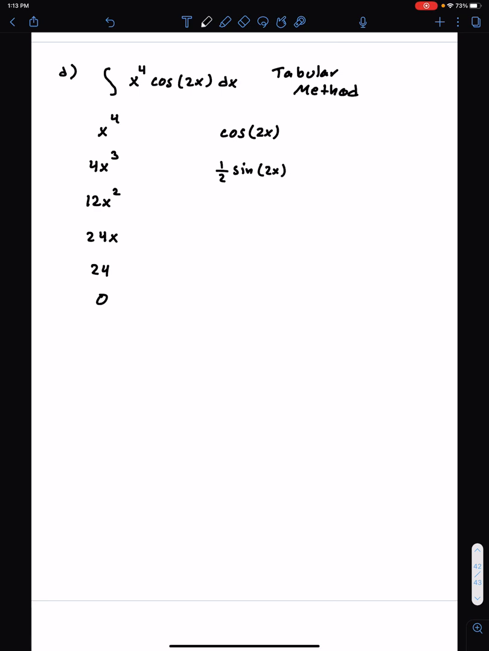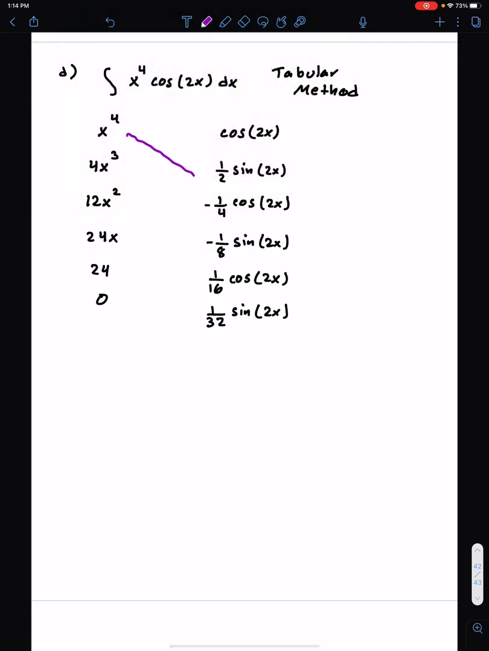If I integrate the column on the right: one half sine of 2x, negative 1/4 cosine 2x, negative 1/8 sine 2x, 1/16 cosine 2x, and then 1/32 sine 2x. Then you multiply diagonally.